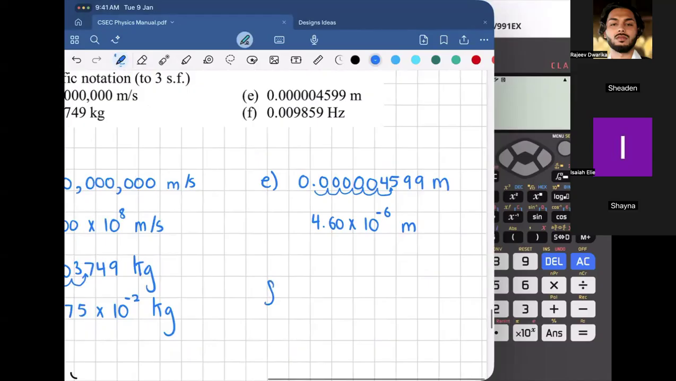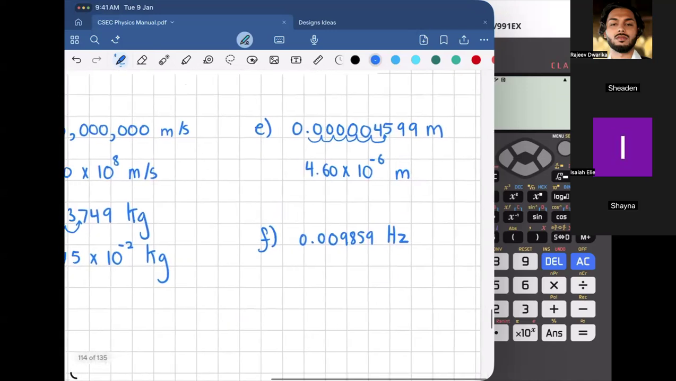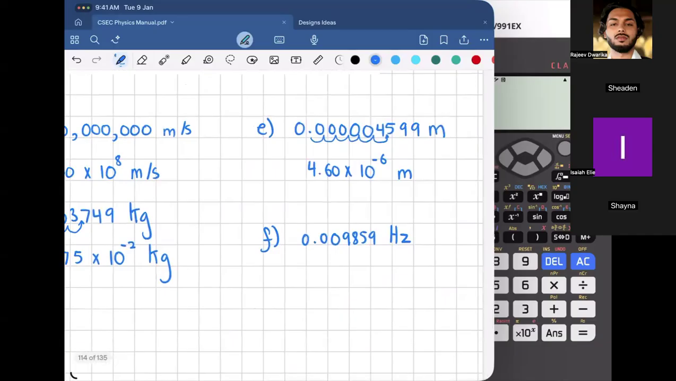So F. F is 0.009859 hertz. I feel like we're doing maths here. This is not even physics. Sometimes I just feel like I teach maths three times a week.